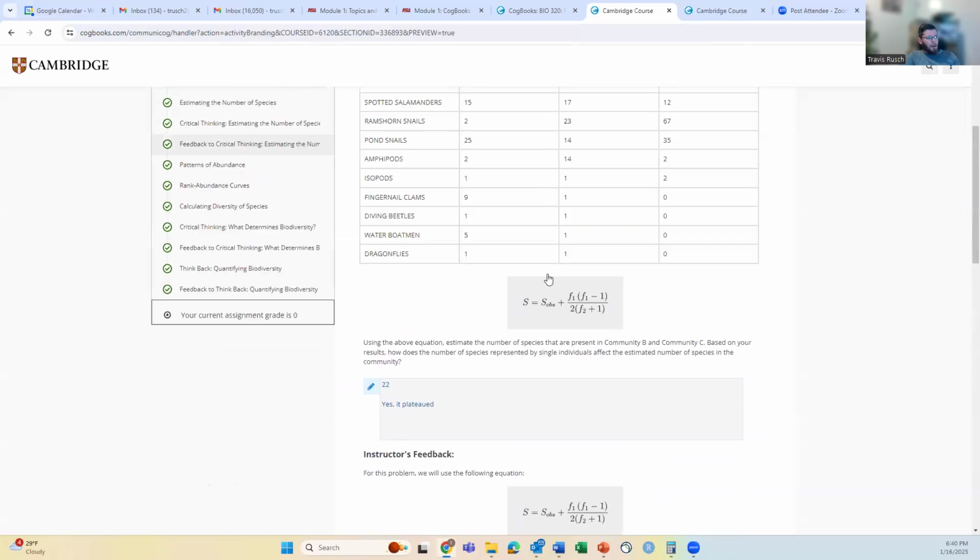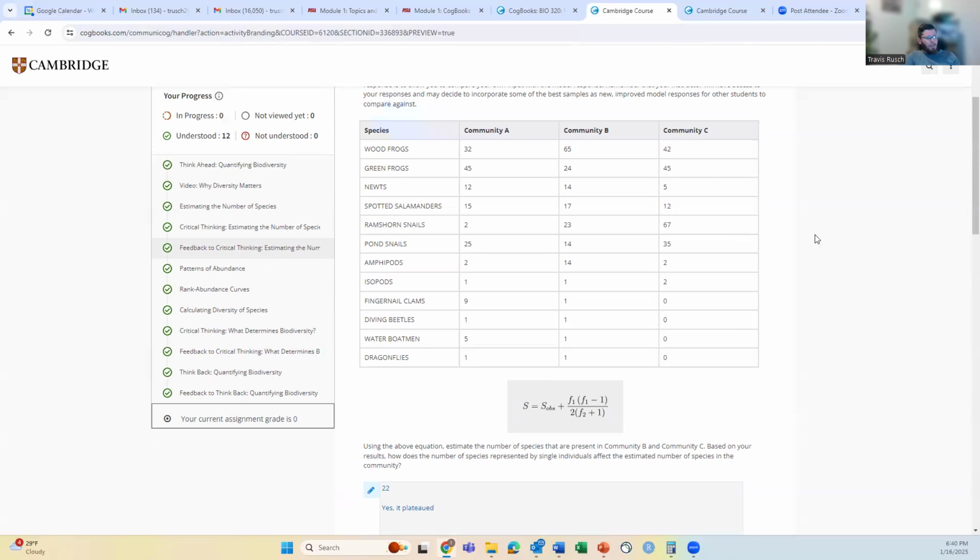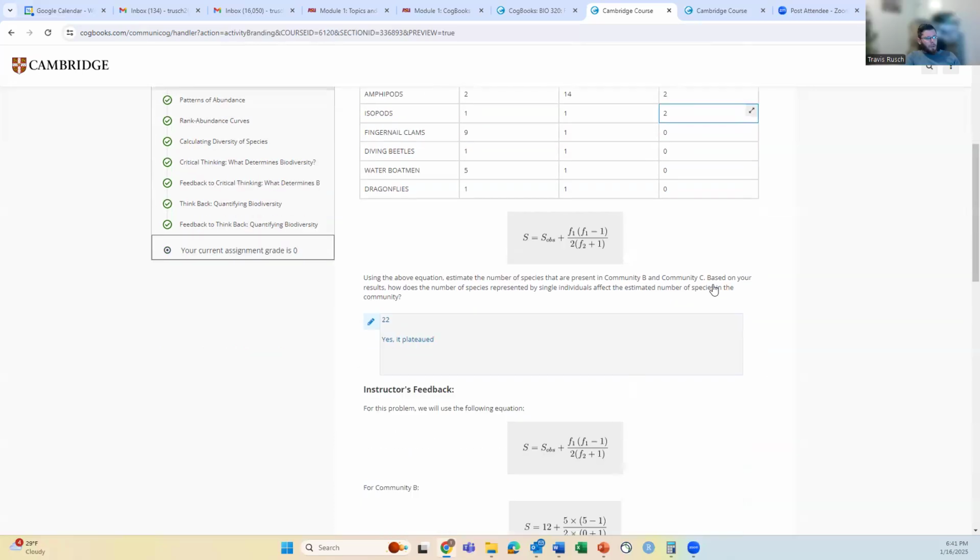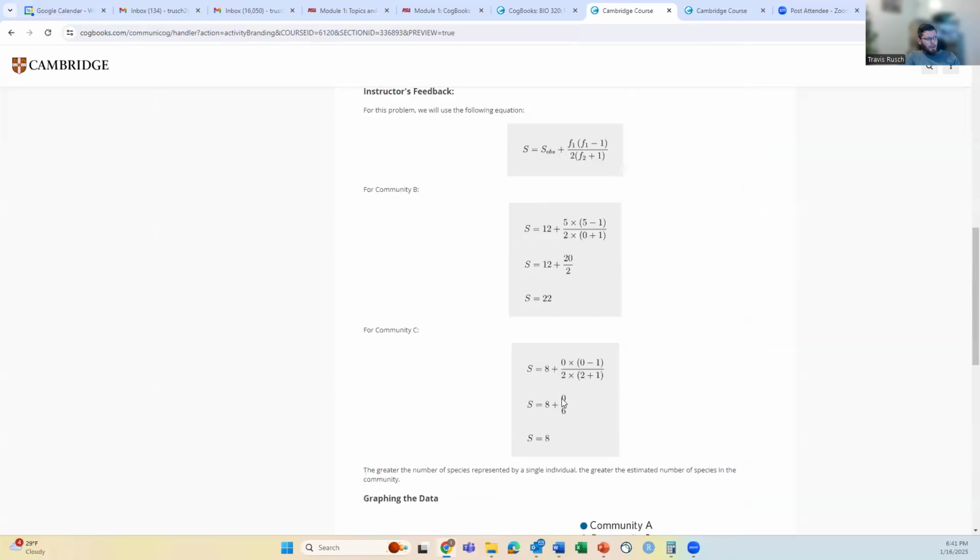And then our F1, what value would F1 be for community C? Zero. Yeah, it would be zero, because we don't have any species where we only observe one. What would our F2 be? Two. Yeah, two, because of these two species right here. And then when we plug it all in, we have a zero on top. So S observed eight plus zero is eight. So our estimate is what we actually observed, because we didn't really have any rare species.